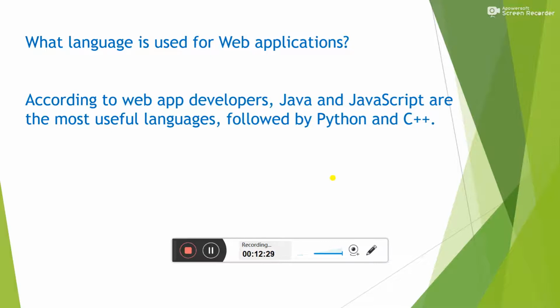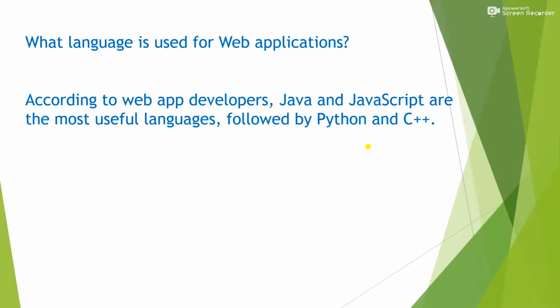In the previous slides you already learned how to use it. Now we are going to discuss the language of the web application. These are the languages according to the web developer. Java and JavaScript are the most useful languages, along with Python or C++. C++, Python, Java, these all are languages you can use to create any website. So now you merge all the things.